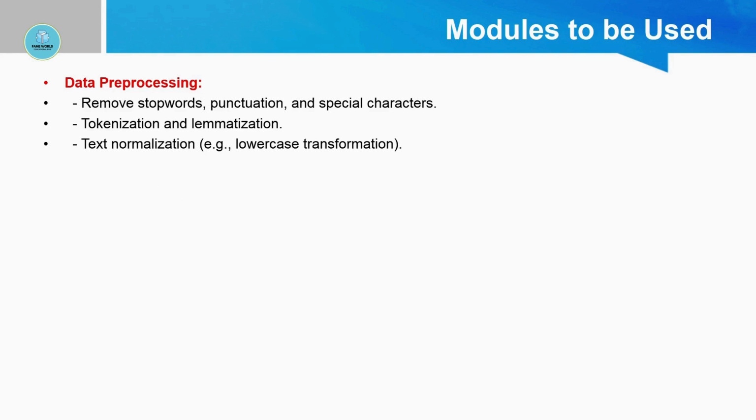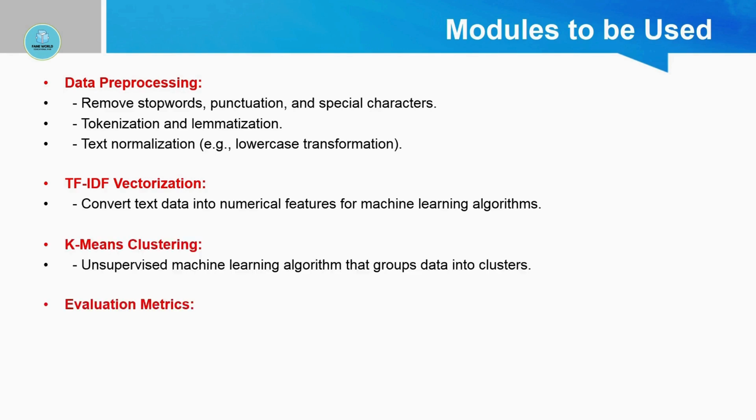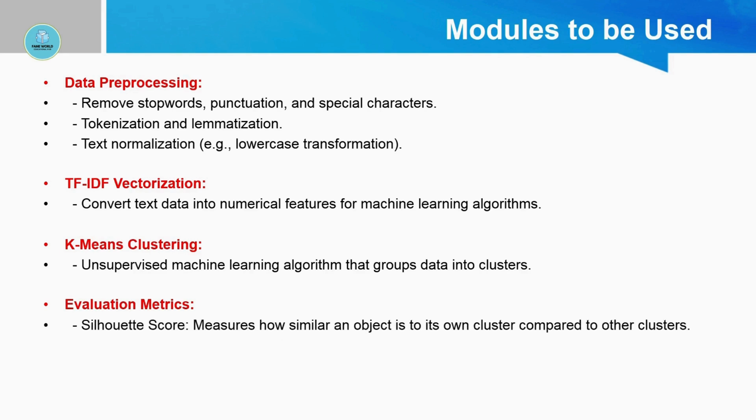K-means clustering: this is an unsupervised machine learning algorithm used to partition documents into groups or clusters. Evaluation metrics: Silhouette score measures how similar an object is to its own cluster compared to other clusters. Inertia measures the sum of squared distances from samples to their closest cluster center.